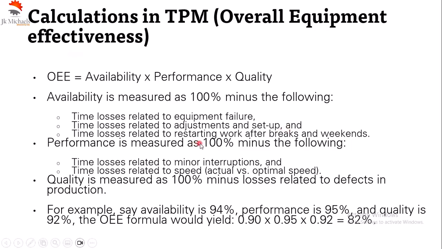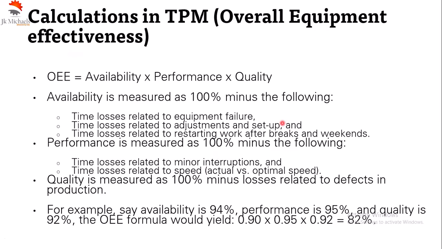Performance, on the other hand, starts off as 100% as the ideal, and then we will adjust for time losses related to minor interruptions and time losses related to speed, which is, of course, actual versus optimal speed of production, and that will be our performance. And then we have quality. Quality will be measured as 100% minus losses related to defects in production.